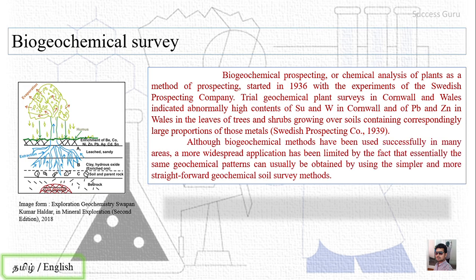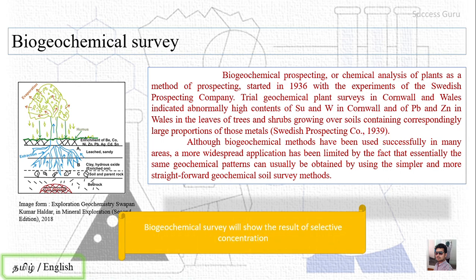Although biogeochemical methods have been used successfully in many areas, a more widespread application has been limited by the fact that essentially the same geochemical pattern can usually be obtained by using the similar and more straightforward geochemical soil survey method itself. So the biogeochemical survey is the method of collecting plant branches, leaves or other parts to find the abnormal concentration of certain elements, but this is not widespread because you can simply find the same thing in the soil survey itself, right? So that is why it is not so prominent. And the biogeochemical survey will show the result of a selective concentration of elements in that region.